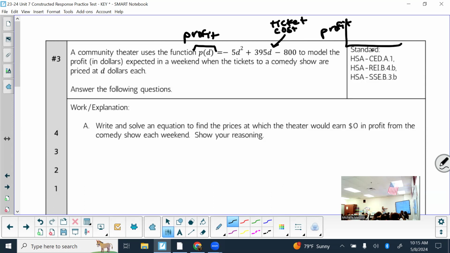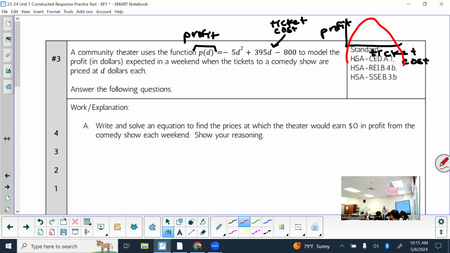The input, what's independent, is the ticket cost, right? Because the profit would depend on how much the tickets cost. If you look at how this is set up, since the a, the number in front of the x squared, is negative, we know it'll open downward. So I can expect 2 x-intercepts. If one of them is negative, obviously don't include that one. You would not charge a negative amount for tickets. But it's possible both of these answers might make sense. You just have to see what they are.